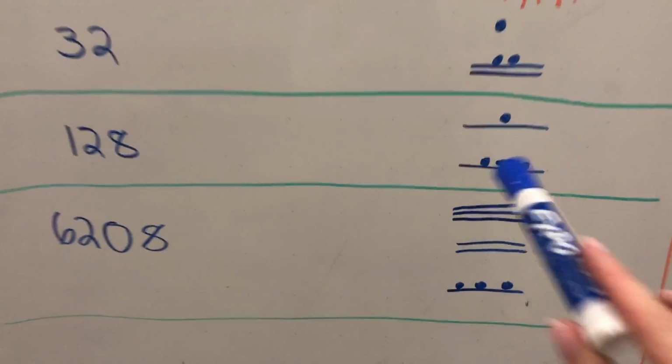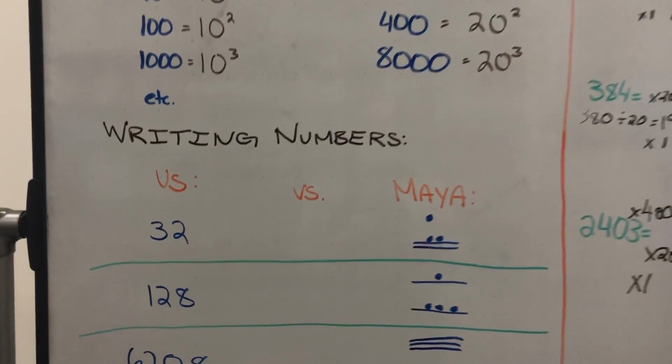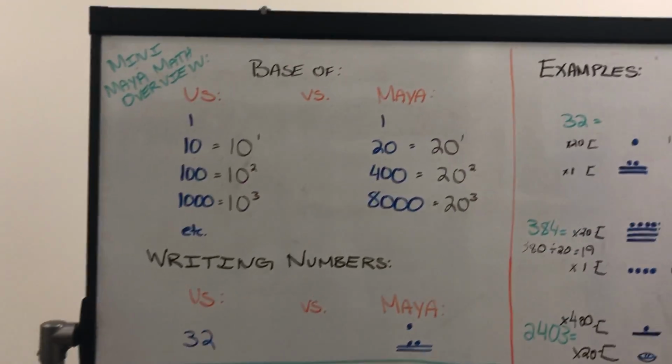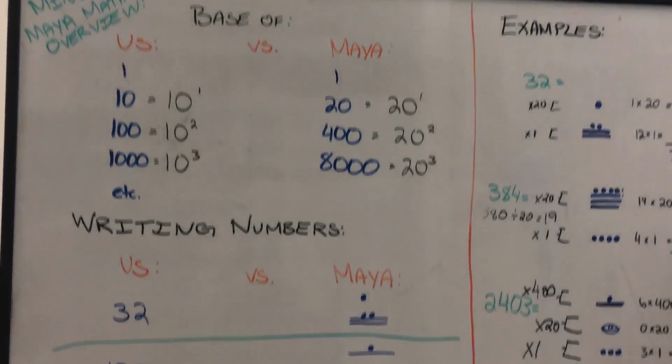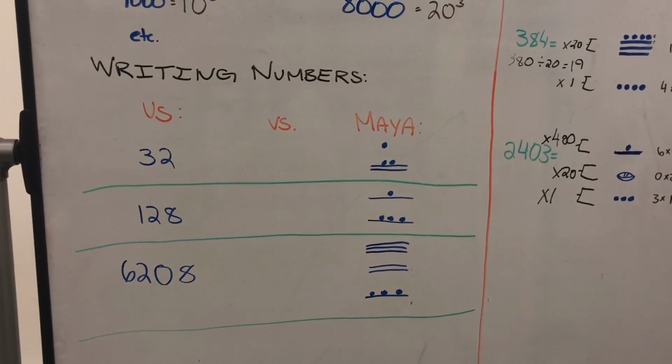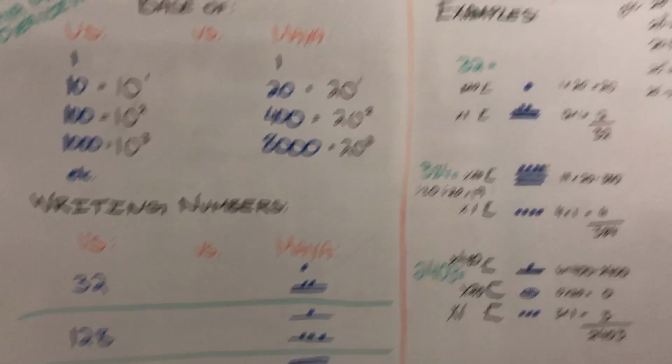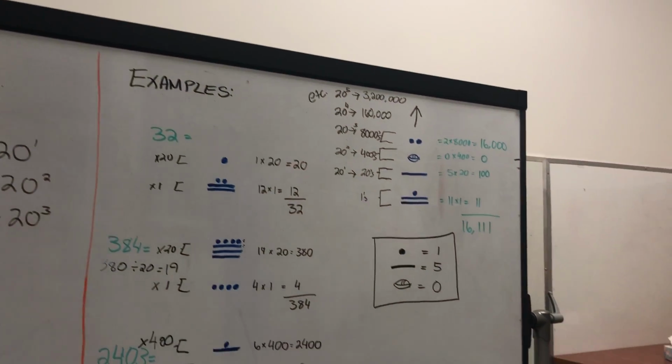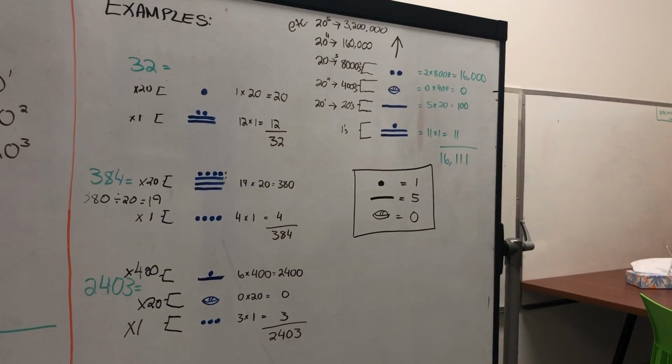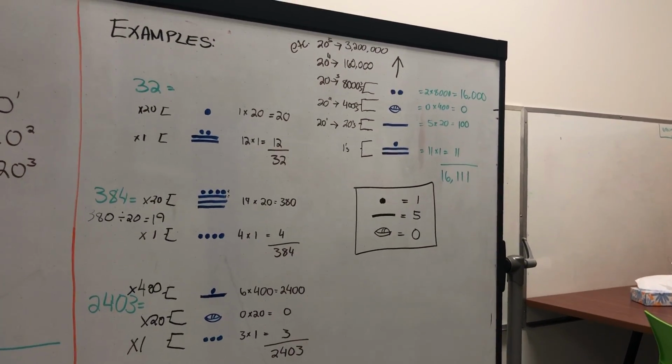I'll get more into how those numbers are written out on this other side. Just to give you the basics of how the numbers are written and how they compare to each other, over here I'll give more detail about how we can actually write the numbers down and determine what numbers we're seeing.